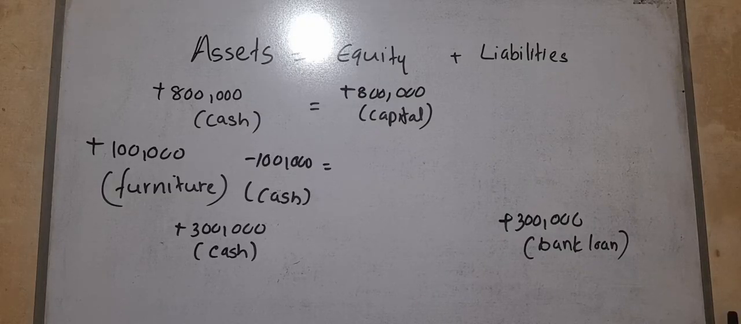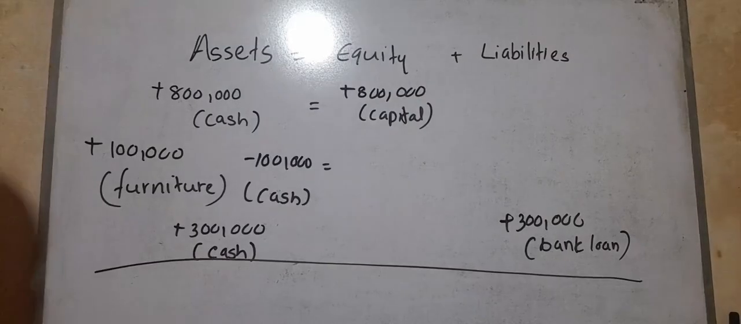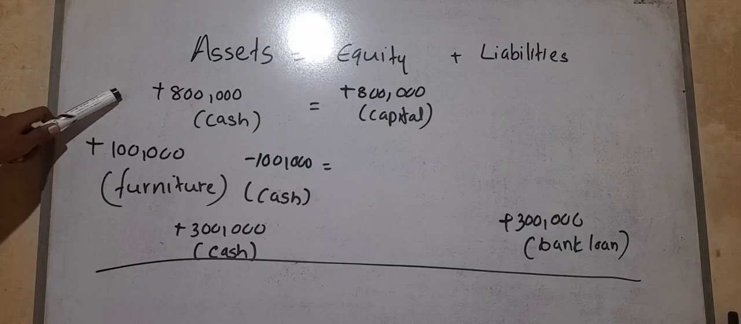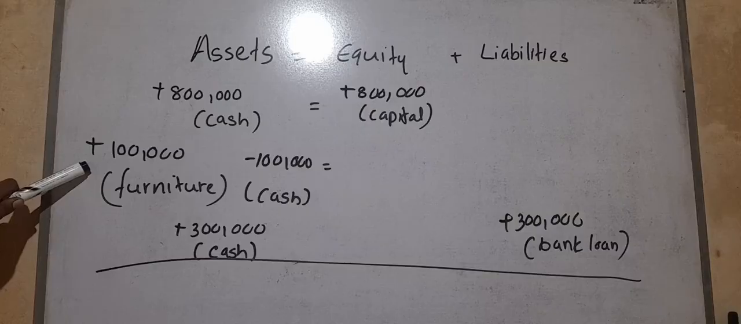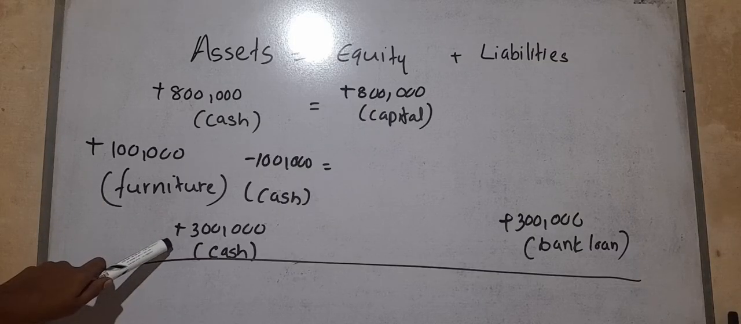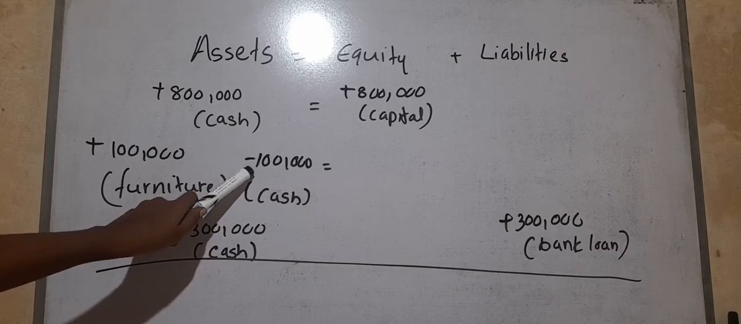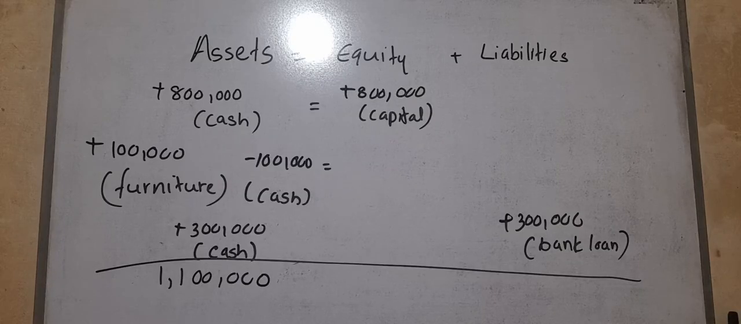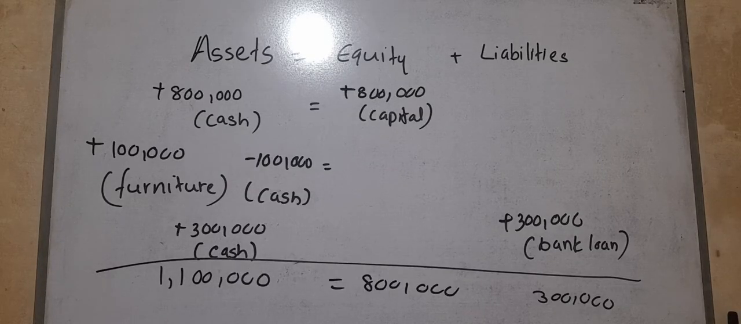Now we take the summation of each column. Now here plus 800,000 plus 100,000 plus 300,000 minus 100,000. Total asset balance is 1,100,000. Equity is 800,000. Total liability is 300,000. Here we can see total assets are equal to equity plus liabilities. It means we solved this problem correctly.